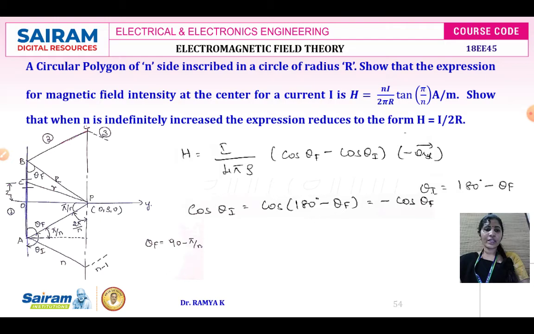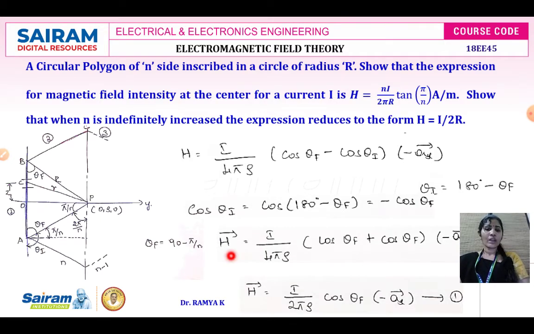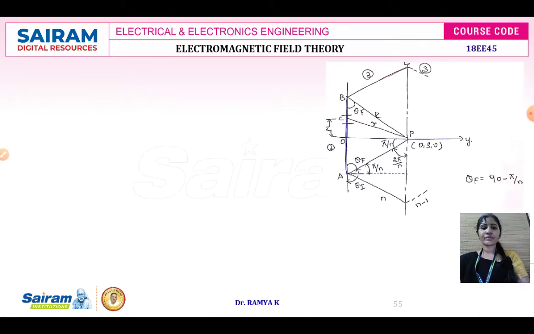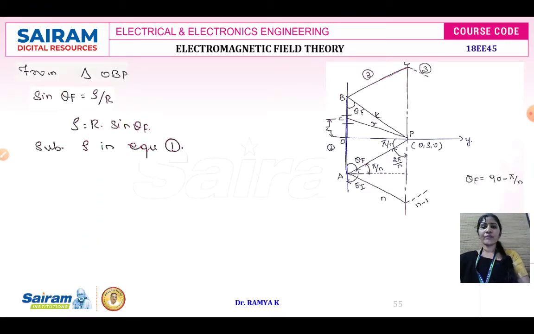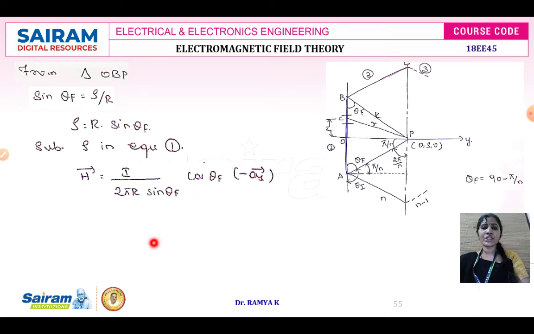Theta i is 180 minus theta f, and substituting, we get the magnetic field intensity as I divided by 2 pi rho cos theta f. In cos theta f, the direction is minus ax vector. Therefore, for one side, the value of the magnetic field intensity is I divided by 2 pi r sin theta f into cos theta f. Cos theta f divided by sin theta f is nothing but tan theta f.